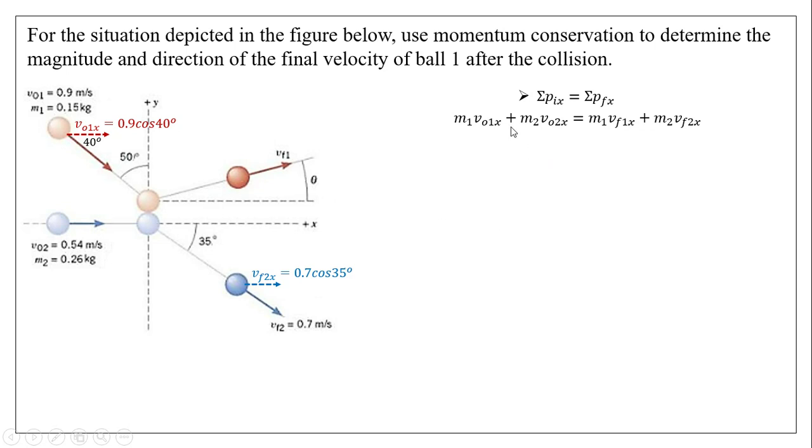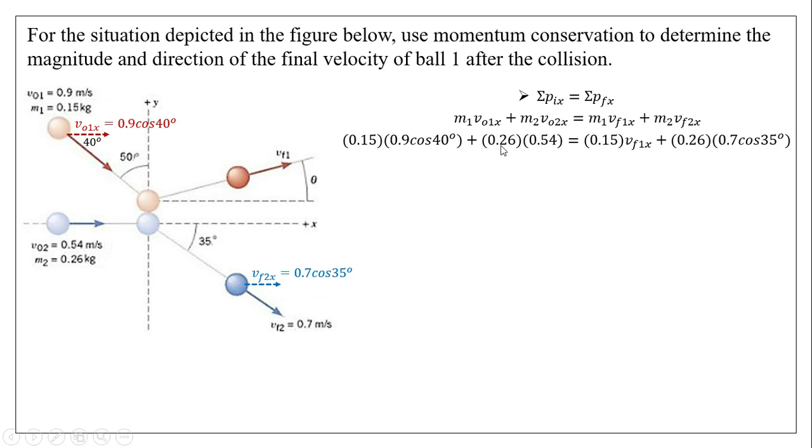In my statement here, I have two objects moving in the x direction, and in the final frame, I also have two objects moving in the northeast and the southeast, but both of these objects have an east component. So I have M1 VF1x plus M2 VF2x. I'm adding because both of these are moving to the right of the screen. Other than that, I'm just going to plug in values. M1 is given as 0.15 kilograms. V0 1x, which I showed earlier, is 0.9 times cosine of 40. That's what I substituted in.